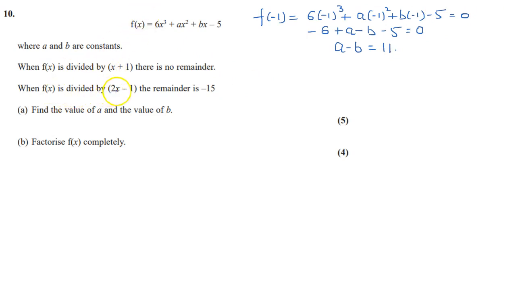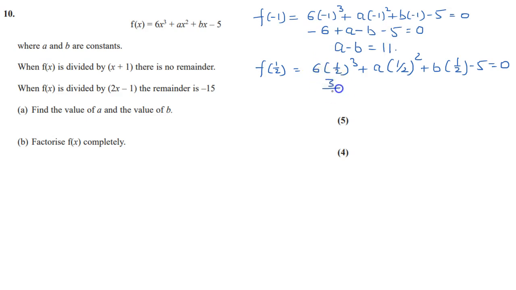Now second, when it is divided by 2x minus 1, we have to calculate f. 2x minus 1 is 0, so x is equal to 1 over 2. We put half. So this is 6 times half cubed plus a times half squared plus b times half minus 5 is equal to 0. So we'll get another equation. This will be 6 over 8, which can be written as 3 over 4, plus a over 4, plus b over 2 minus 5 is equal to 0.